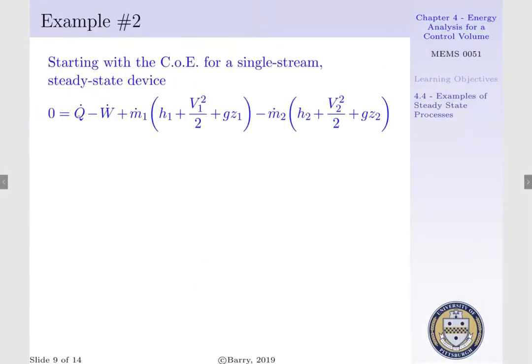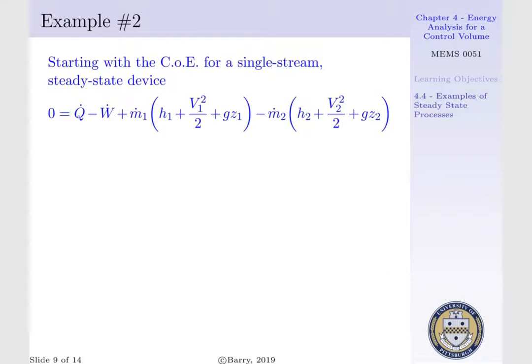We begin by writing our conservation of energy equation for a single stream steady state device. Our time rate of change of energy within our system is equal to 0, which is equal to Q dot less W dot plus our mass flow rate into our system carrying an enthalpy, kinetic, and potential energy, less our mass flow rate out of our system carrying an enthalpy, kinetic, and potential energy.